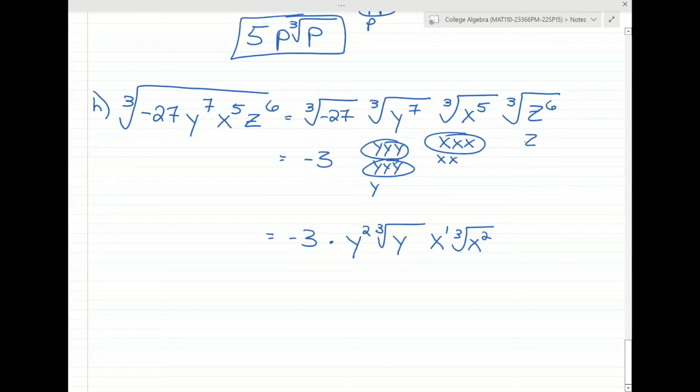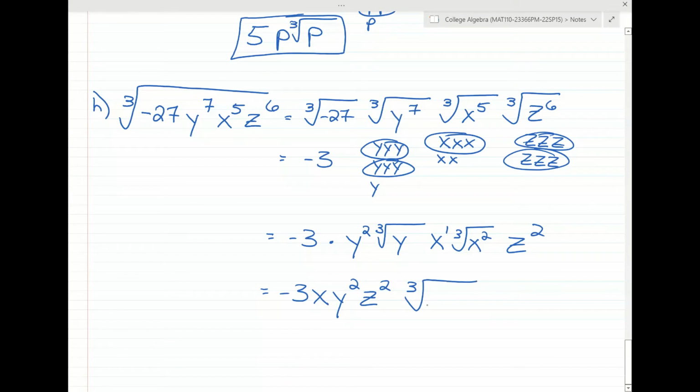And the last one, we're looking for groups of 3, and there's 6. 1, 2. There's nothing left over. Nothing goes inside of a radical. The way you would write your final answer is you would multiply everything on the outside times everything on the inside. So this would just be negative 3 times x to the 1st, y to the 2nd, z to the 2nd, times the cubed root of x to the 2nd y. We typically write these in alphabetical order.